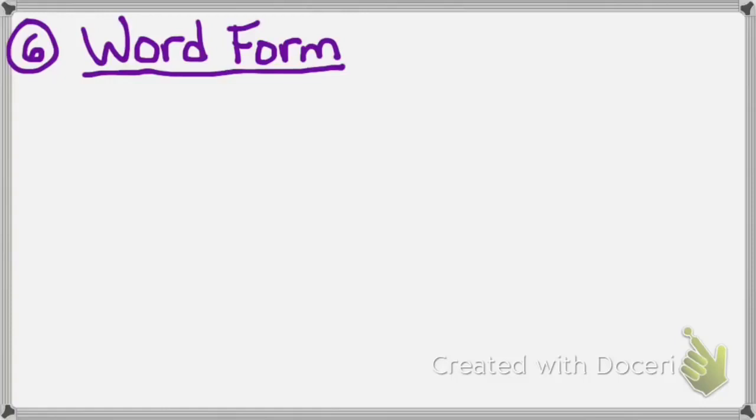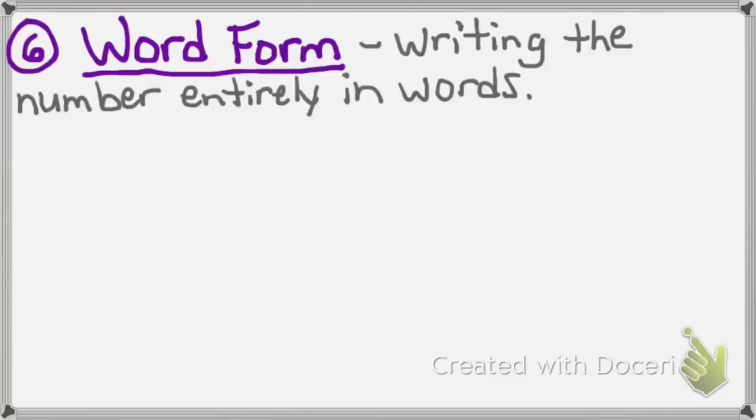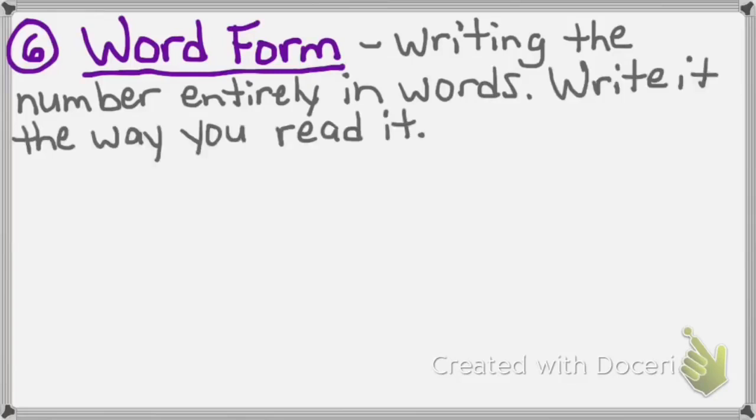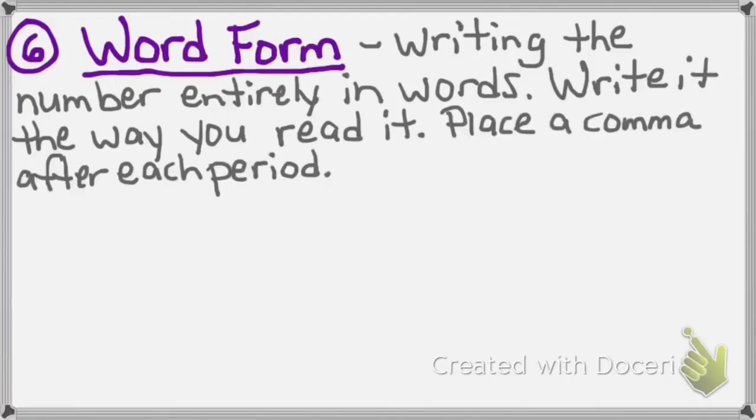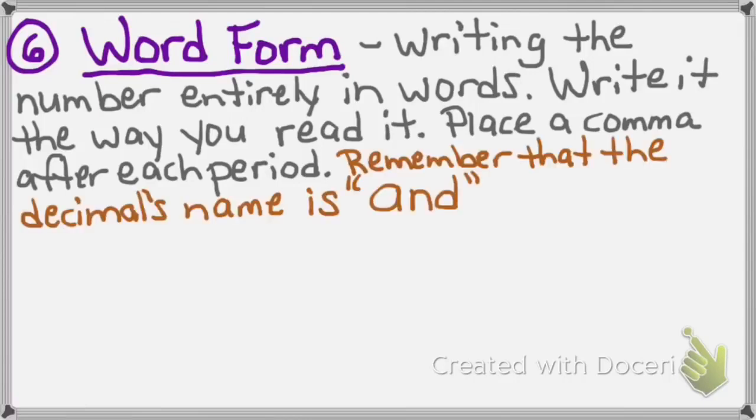Okay, moving on to number 6, our next form for writing numbers is word form. Again, this is a review from a previous lesson. Word form is writing the number entirely in words. When you put a number in word form, you write it the way you read it. And you still place a comma after each period in word form. Finally, when you get to the decimal, remember that the decimal's name is AND.